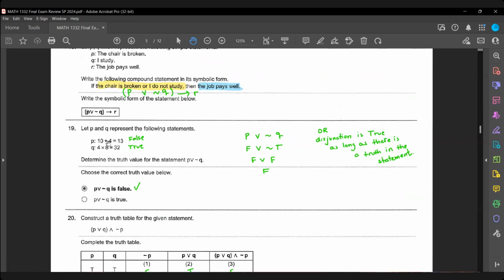Why? 10 plus is not 13, while 4 times 8 is 32. So P is false while Q is true. So we wrote down the symbolic representation. We have false or not true. False or negating a true statement makes it false. We have false or false. There is nothing true about this statement, so therefore the disjunction must be false.